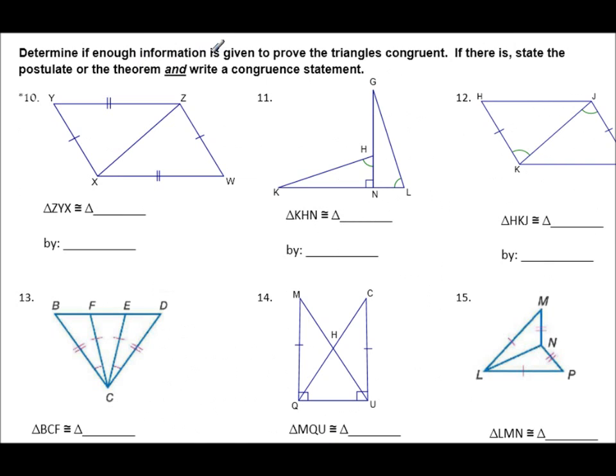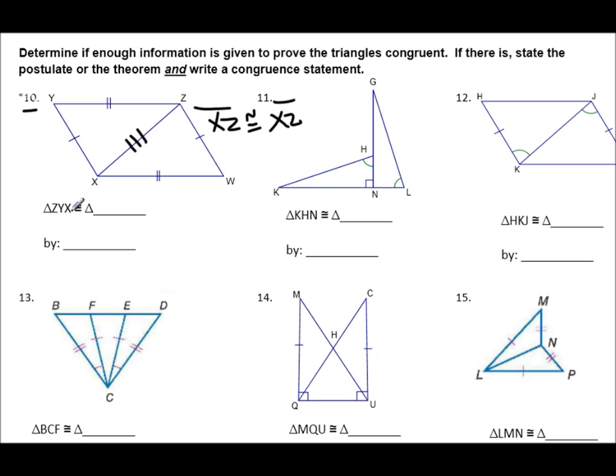Okay, number 10, determine if the information given is enough to prove the triangles are congruent. If there is enough information, state the postulate or theorem and then write the congruent statement. So for number 10, the first thing we mark is that side XZ is congruent to side XZ because of our shared side theorem.